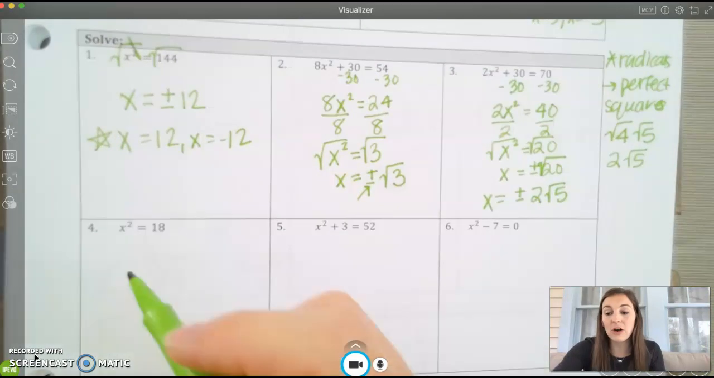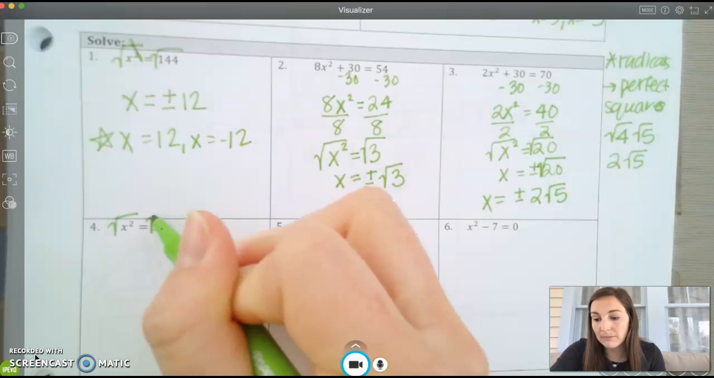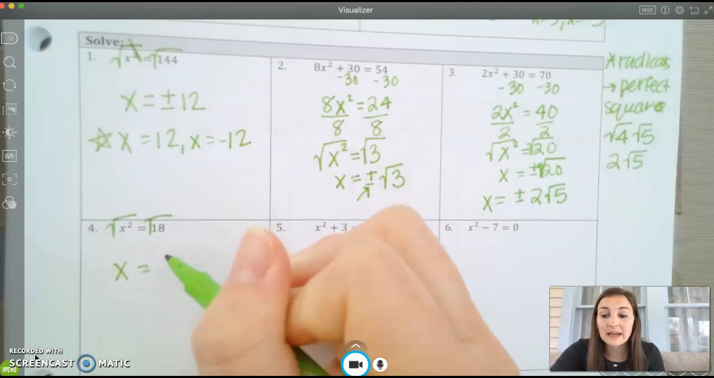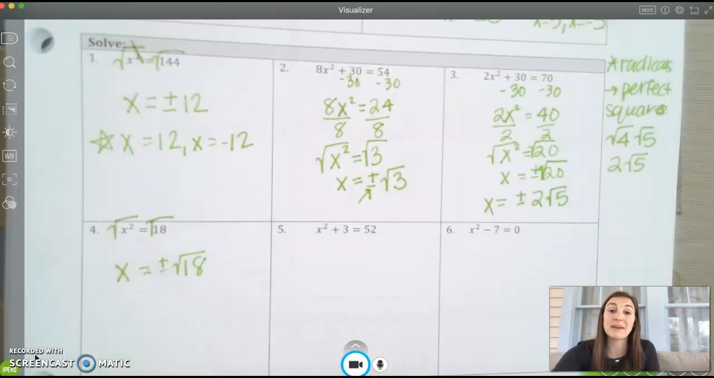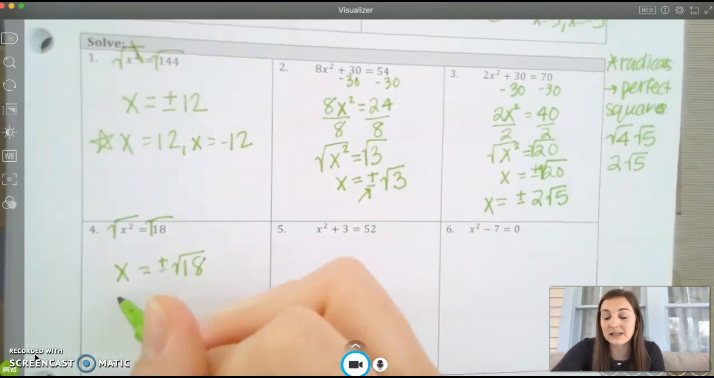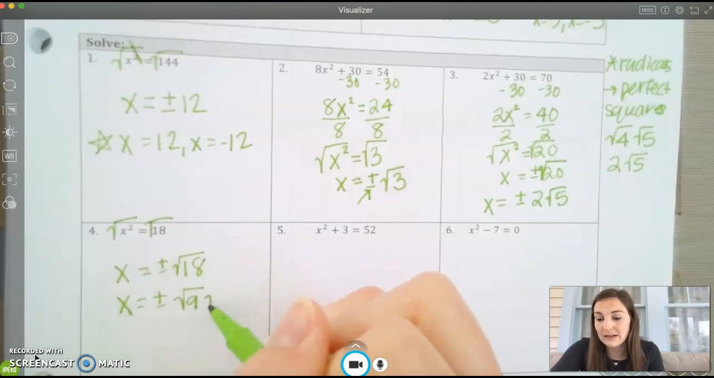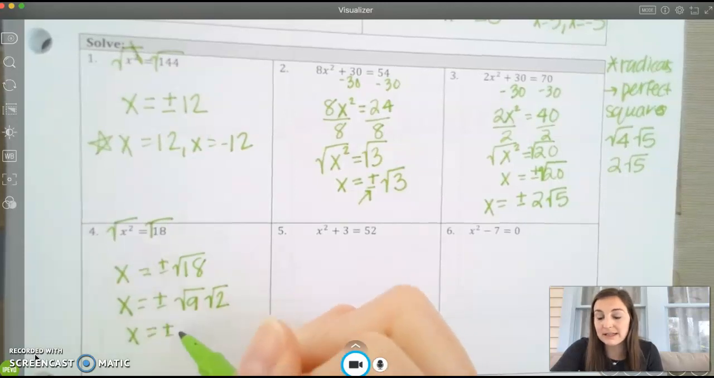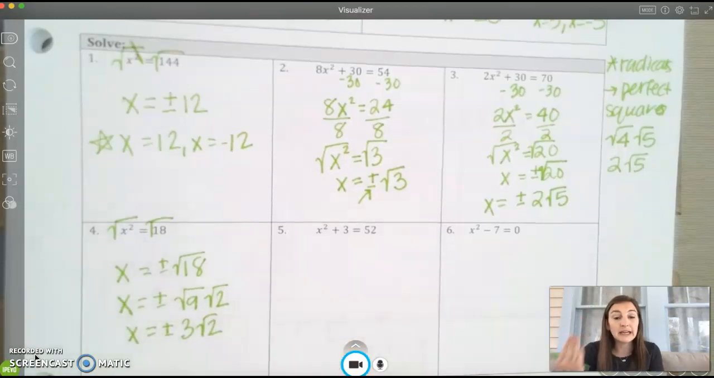Okay, our next one here is already isolated for us, which is great. So I just need to take the square root of both sides. The square root of x squared gives me x, and plus or minus the square root of 18. 18 can be simplified more, right? Because 9 goes into 18, and 9 is a perfect square. So I have x equals plus or minus the square root of 9 times the square root of 2. So my final answer is x equals plus or minus 3 square root of 2. Again, to have a full answer, you need plus or minus, and it needs to be simplified.